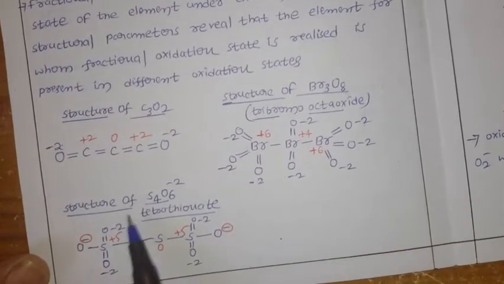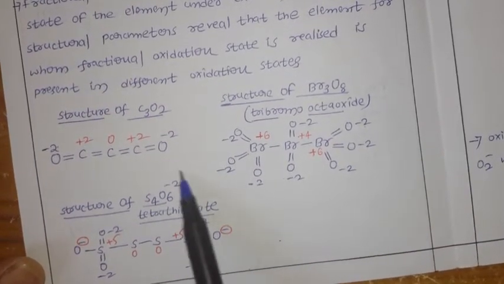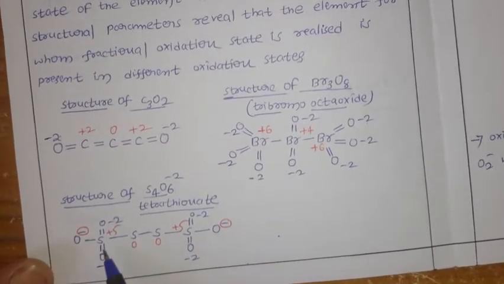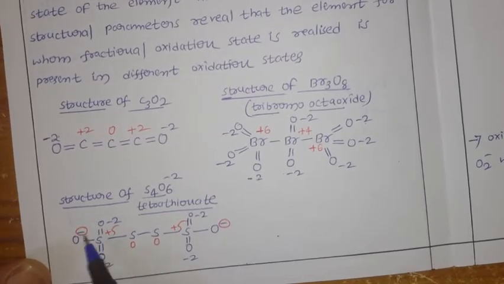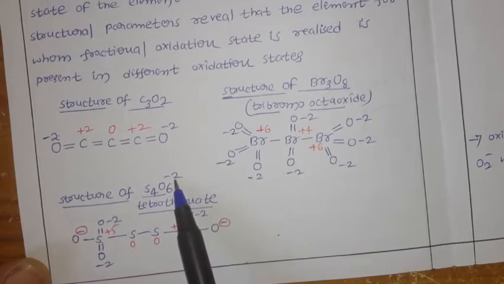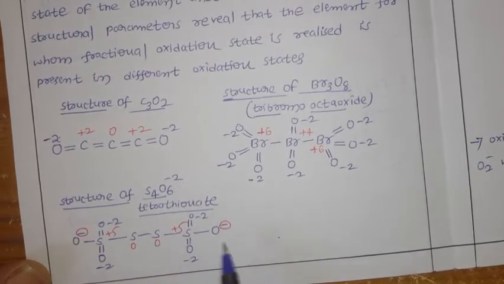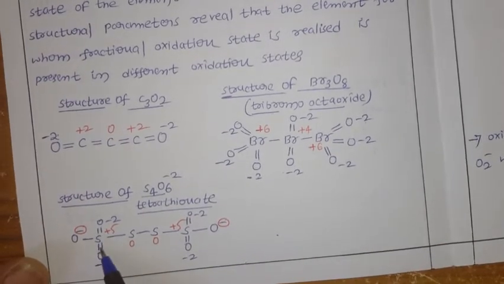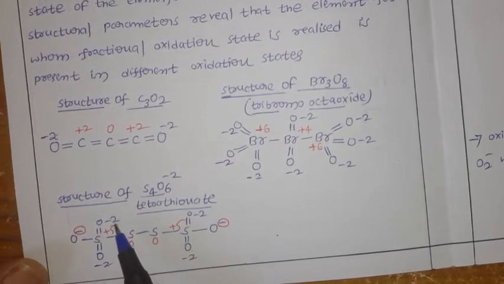Next, structure of tetrathionate. This is our S4O6 2- structure of tetrathionate. If you see, this is the structure. Now in this sulfur atom, what is the oxidation number? Here we have minus 2, minus 2. So minus 2 means I am keeping one negative charge on this oxygen atom, another negative charge on this oxygen atom. Now around this sulfur atom, how many negative charges are there? Here minus 2. General oxidation state of oxygen is what?